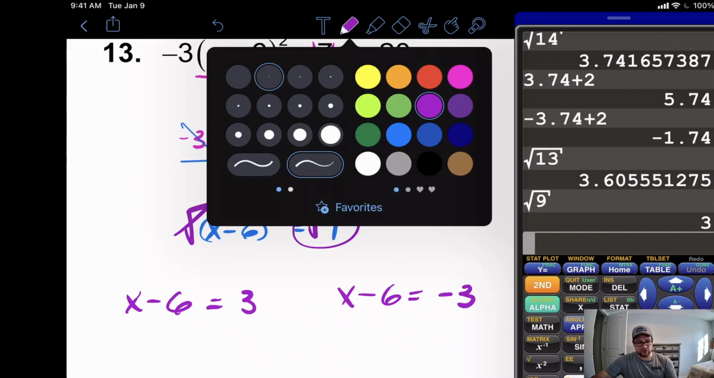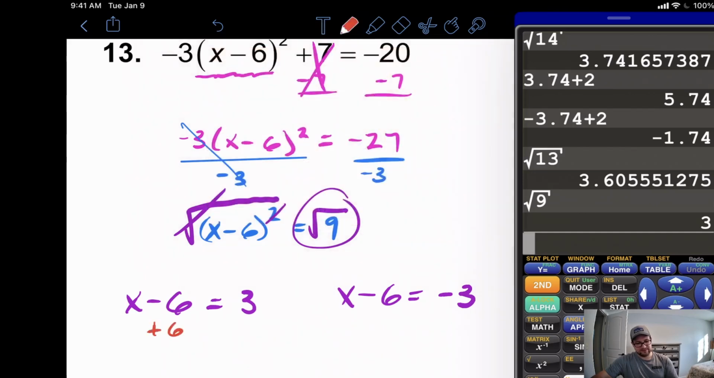Now we just finish solving. Add 6 to both sides, and I'm going to get x equals 9. On the other one, add 6 to both sides, and I'm going to get x equals negative 3 plus 6, which is positive 3.